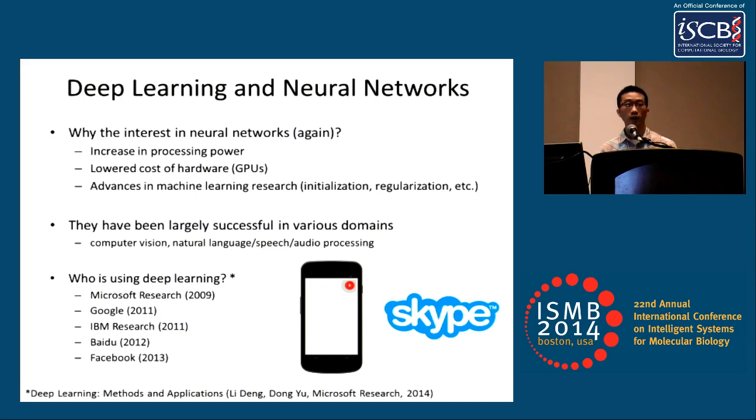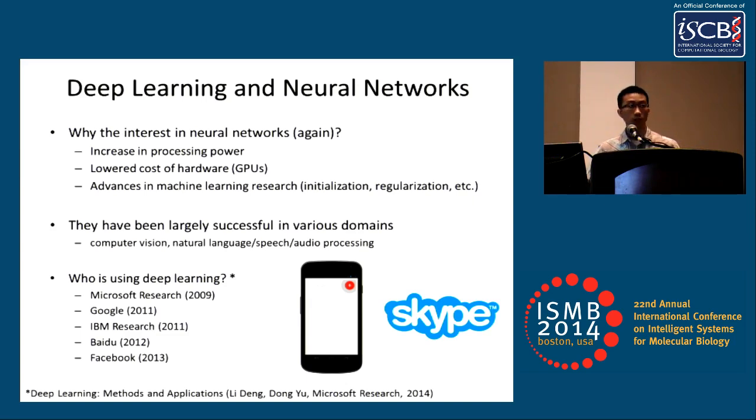So why do we care? The main thing is they've been largely successful in various domains, such as computer vision, natural language, and audio processing. They've really beaten benchmarks. Previous benchmarks might have improvements of 0.5% or 1% every year. With the emergence of deep learning, we've seen improvements of 10, 15% within a single year. So they're pretty significant. And just to give a little more credibility to deep learning, who is using them? Microsoft Research, Google, IBM Research. Recently, Baidu from China is using them, and Facebook in 2013.